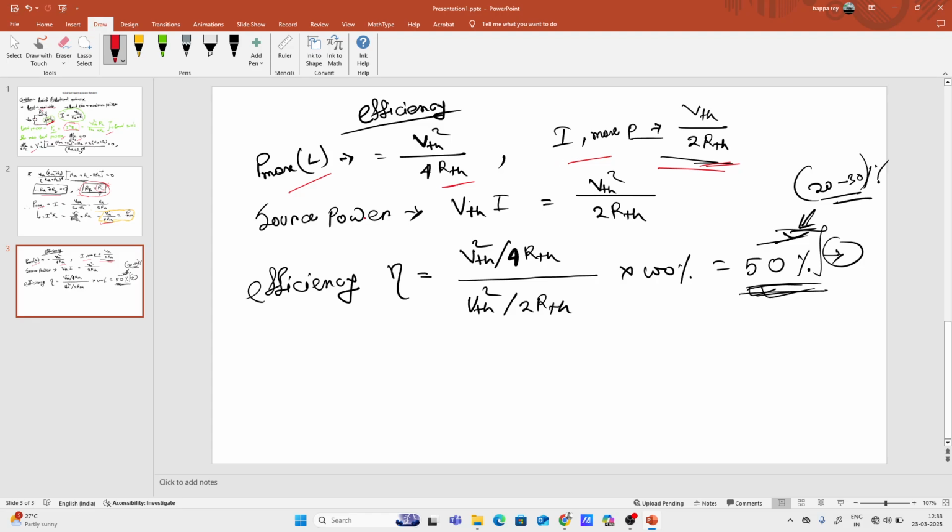So we can calculate source power. For source power, V into I, voltage into current. So we did that, voltage into current, to become VTH square by 2 RTH. Okay, this is the power of voltage source VTH, and efficiency is the load side power by source side power into 100, and it will come to 50%.